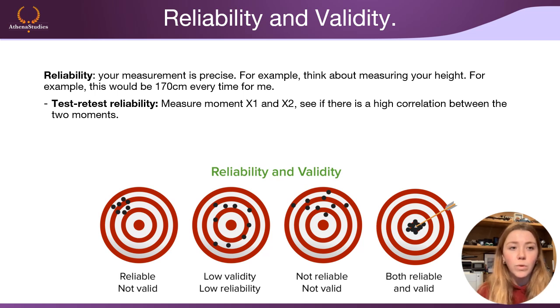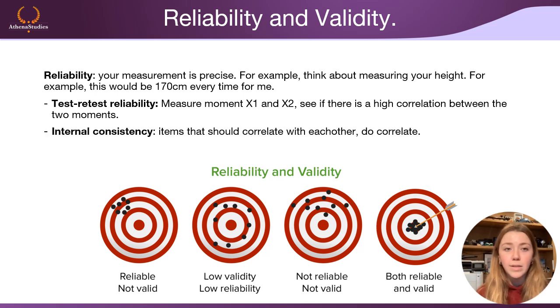The second one would be that of internal consistency. So you have multiple items, and some of those items, for example, test depression. And so those items should correlate with each other, and with an internal consistency, they do correlate with each other.